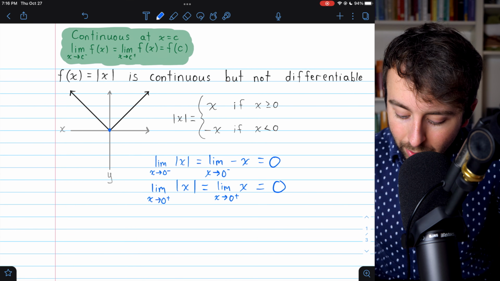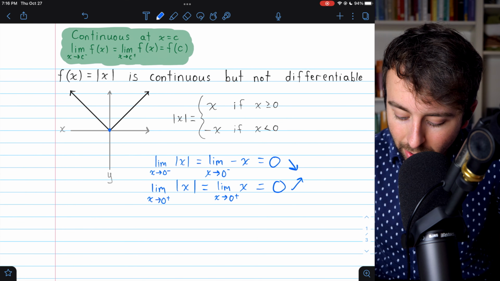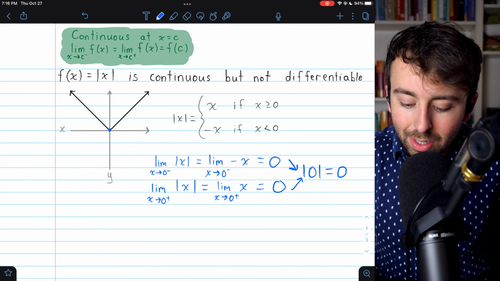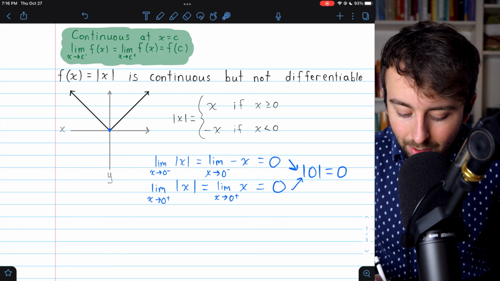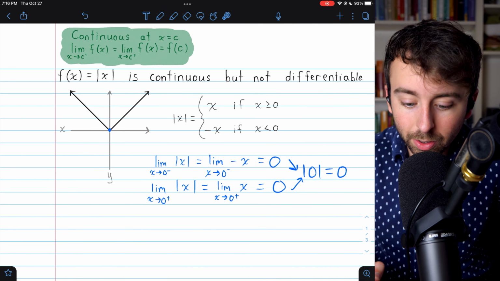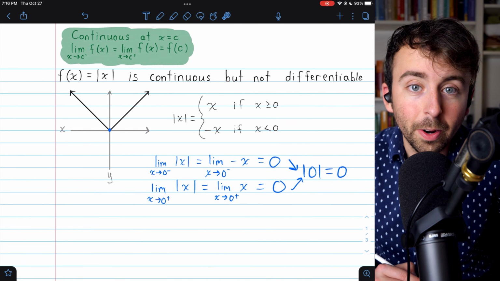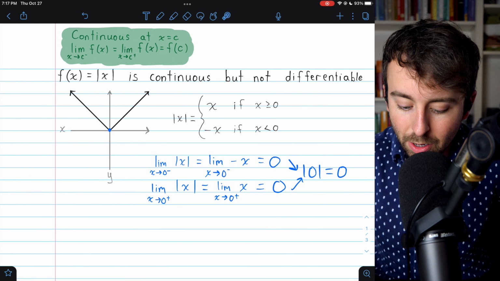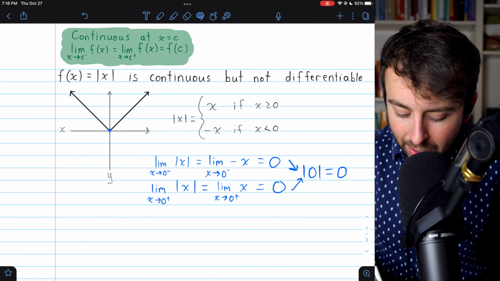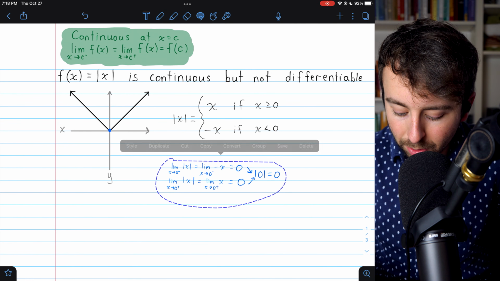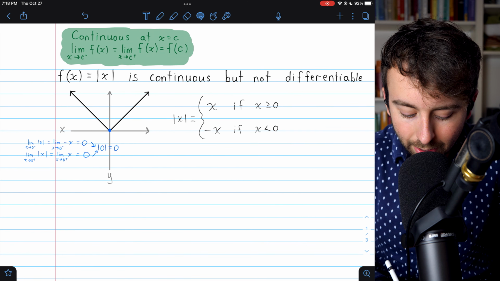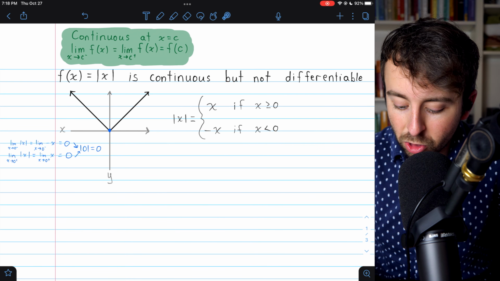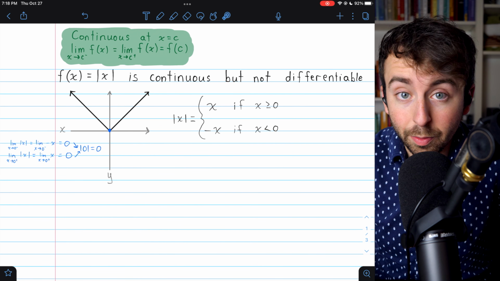And furthermore, what is the value of the absolute value function at x equals 0? Well, that would just be 0. So we see the absolute value function's limit from the left of 0 equals the limit from the right of 0, which equals the value of the function at 0. They all happen to equal 0. Now we've finished justifying the fact that the absolute value function is continuous on its entire domain. I'll move our work off to the side to make some room to show that this function is not differentiable.